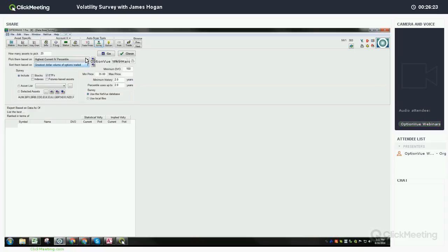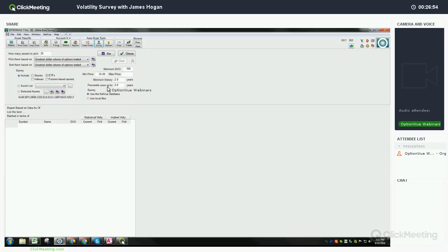Okay, this is what we're going to do first. But you can also do minimum DVO. So this is only going to look at things that have an average dollar volume of options traded of $100,000 or more. So when I put 100 in there, that means 100,000. And then you can screen them based on underlying price. So I'm saying I only want to look at things that are trading at $35 or more. You could also have a max price in there.